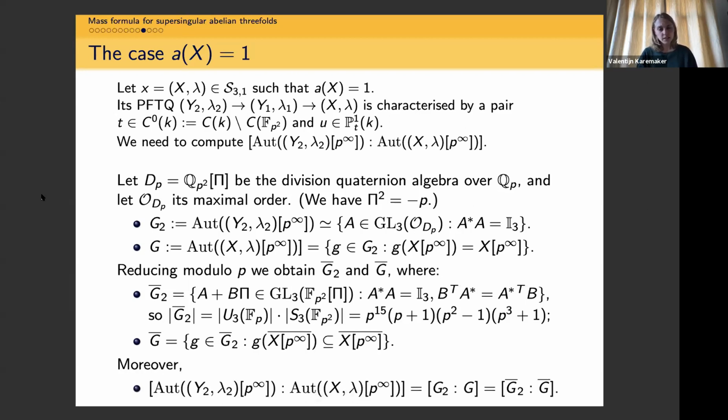Okay, so since these reduction maps are surjective, we show that the index that we need to compute, which is the index of G in G2, is really the same as the index of the reduced groups, so of G bar in G2 bar. And we already have quite a good handle on G2 bar, so then it remains to study G bar a bit more closely.